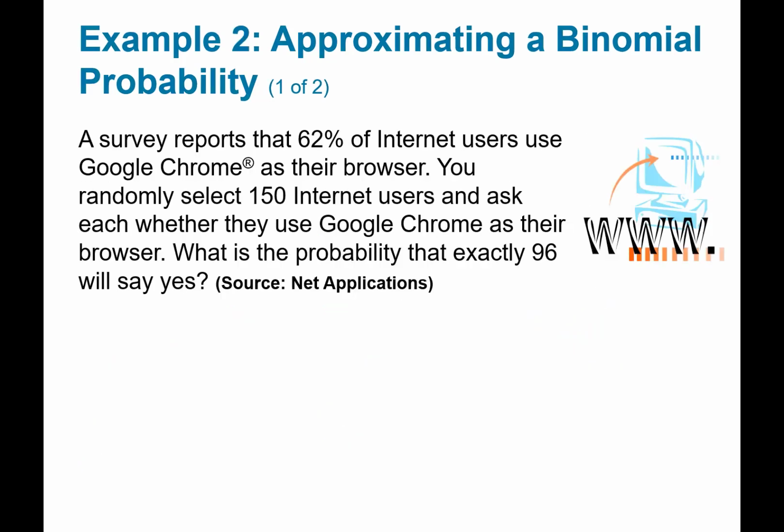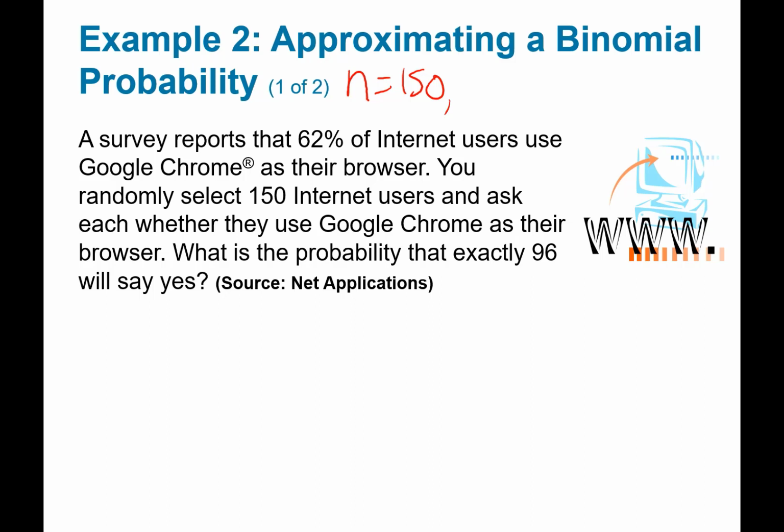All right, so let's look at one more example. A survey reports that 62% of internet users use Google Chrome as their browser. You randomly select 150 internet users and ask each whether they use Google Chrome as their browser. We want to know the probability that exactly 90 will say yes. The first thing we need to do is make sure that we have a binomial probability distribution. So we have 150 trials. We have two outcomes: we're going to assume they either use Google Chrome or they do not.